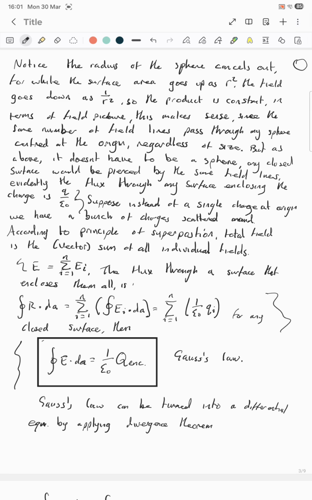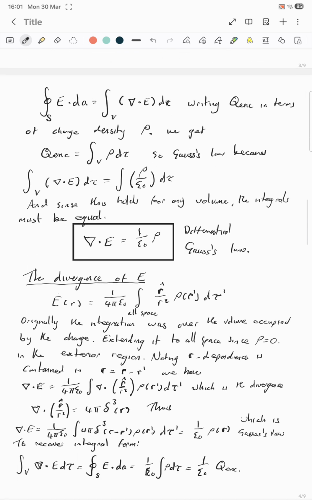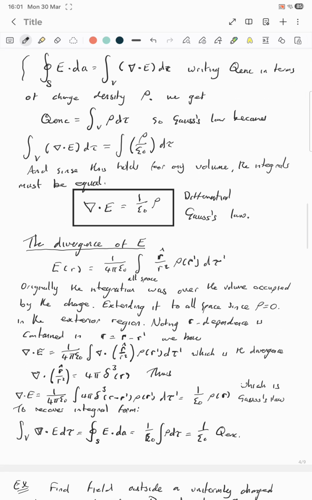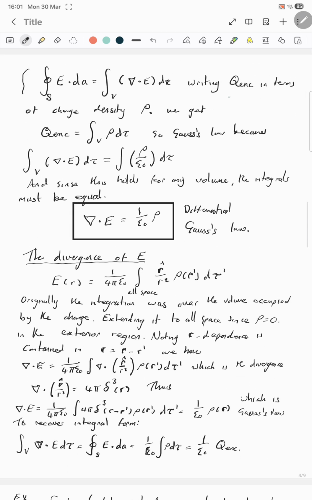Now Gauss's law can be turned into a differential equation by applying the divergence theorem. The divergence theorem is given here. Now we're writing the enclosed charge in terms of a charge density rho. We can get the enclosed charge as the integral of rho over the charge volume. So Gauss's law becomes this. And since this holds for any volume, the integrands must be equal, so we can effectively get rid of the integral and we get this, which is differential Gauss's law.